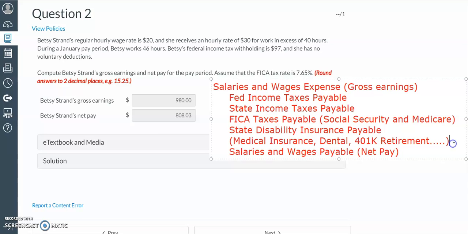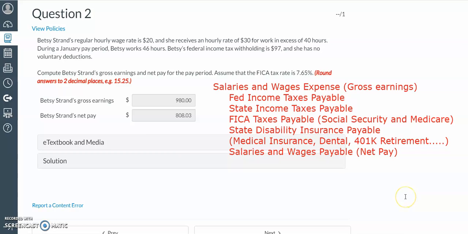Okay. So in this particular problem, we're not going to focus on the journal entry. We just want to come up with the dollar amounts for the gross earnings and the net pay. So I'm going to use part of this journal entry, but not the entire journal entry for this particular problem for that reason. So we have Betsy Strand's regular hourly wage is $20. And then we're told that she receives an hourly wage of $30 for work in excess of 40 hours. So that is referring to the overtime pay, which is typically at a time and a half.